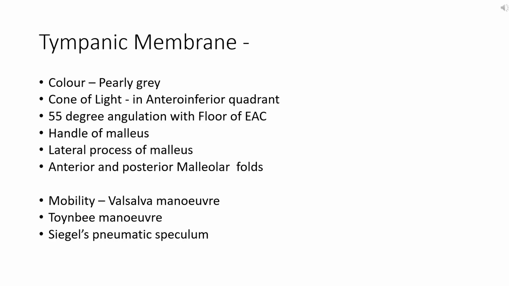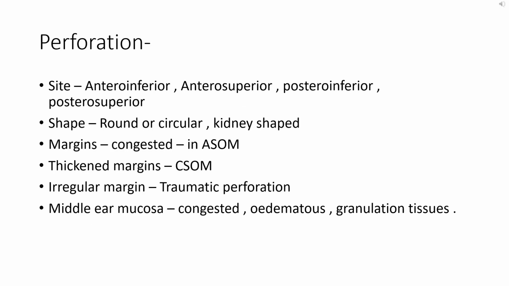Mobility can be assessed by three methods: Valsalva maneuver, Toynbee's maneuver, and with the help of Siegel's pneumatic speculum. Now coming to the perforation of the tympanic membrane, there are basically four sites, or we can divide the whole tympanic membrane into four quadrants: anterior inferior, anterior superior, posterior inferior, and posterior superior. The shape of the perforation can be round or circular, and it can also be kidney shaped.